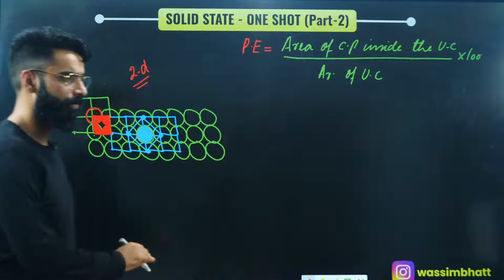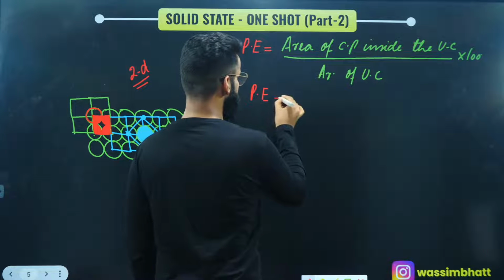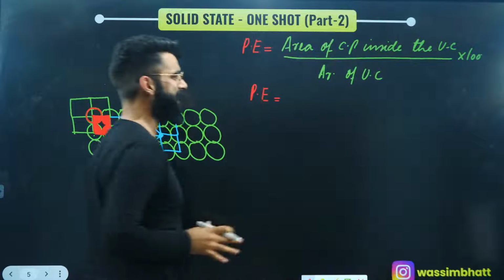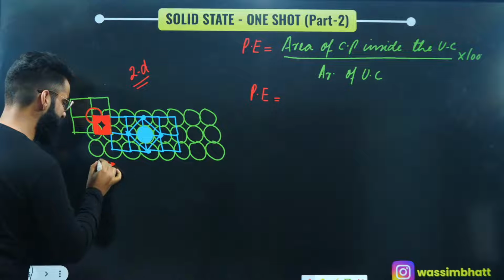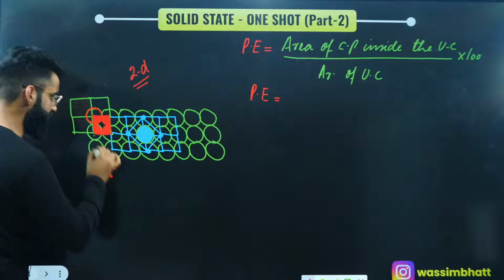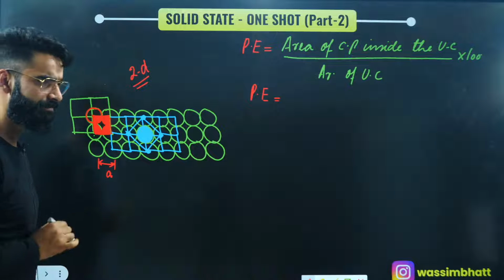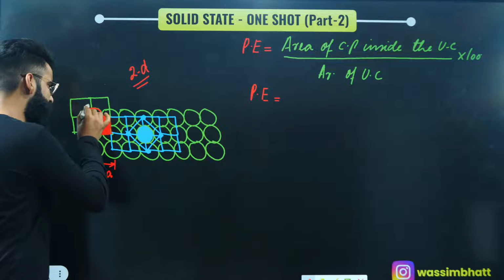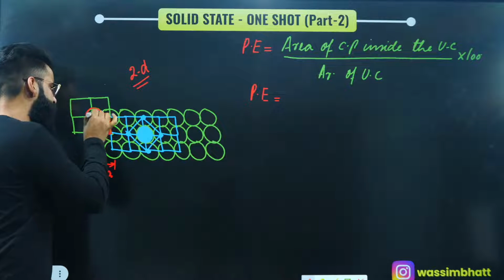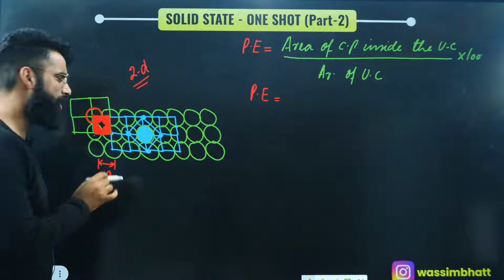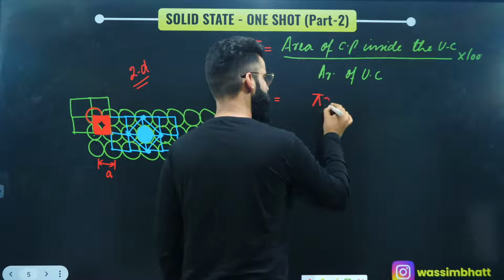Now we will have a look. Packing efficiency will be equal to the area of constituent particles inside the unit cell. This is the unit cell which is square in shape. Let's assume its edge length is equal to a, and the radius of one constituent particle is r. So the complete area of this constituent particle is going to be simply pi r square.